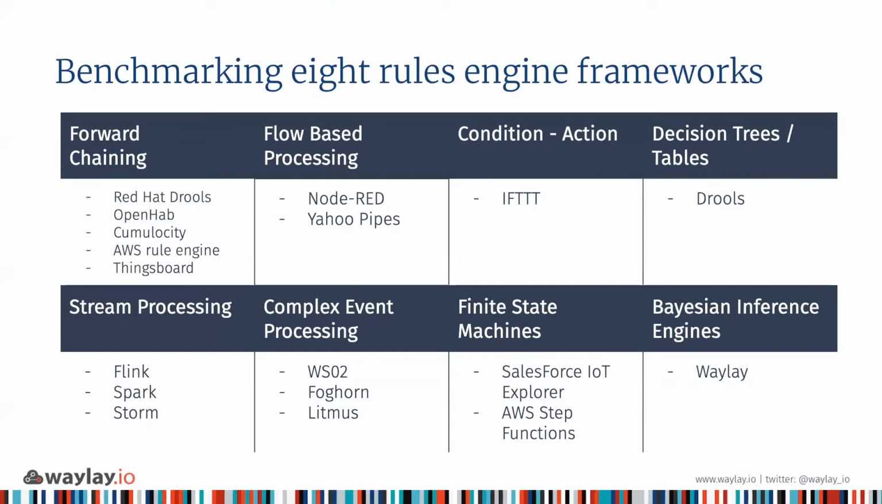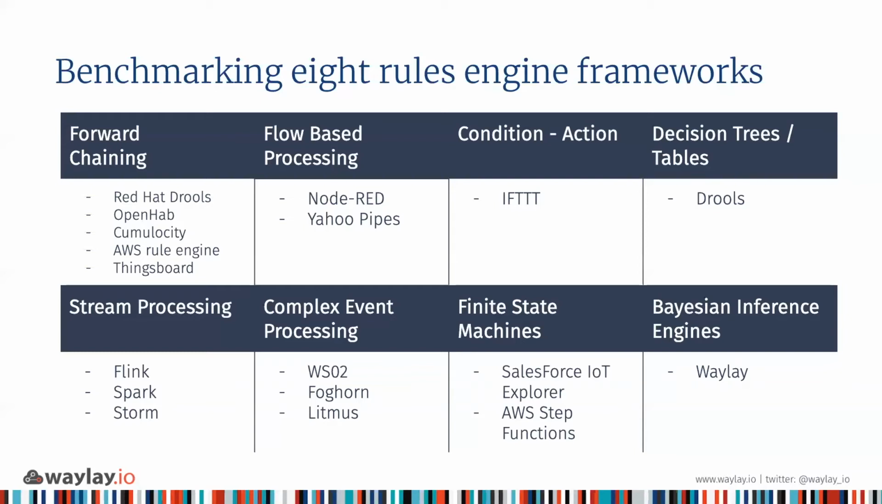Finally, like I said, there are a couple of white papers that we have written about rules engines, benchmarks, and frameworks. We have come up with our own set of categories of rules engines based on their capabilities, based on the family of algorithms that implement the rules engine capability. And again, we talked about forward chaining, flow-based processing, condition action rules engines, decision tables, finite state machines, complex stream processing, and stream processing engines.